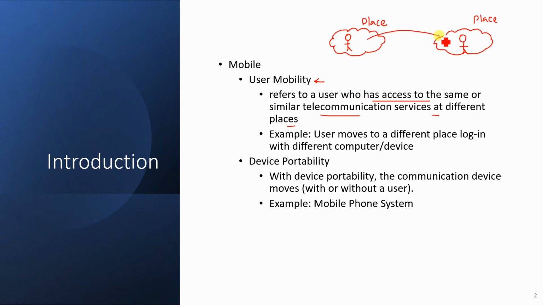Similarly, if the device associated with that person, let's say your mobile phone in a mobile phone system, is moving from one place to another place and still you are getting the services provided by your telephone company, then we can say your telephone company provides device portability. So with device portability, the communication device moves with or without the user. It may move with the user or it may not, but the service still continues in your device. So these are the two terms associated with mobile communication.